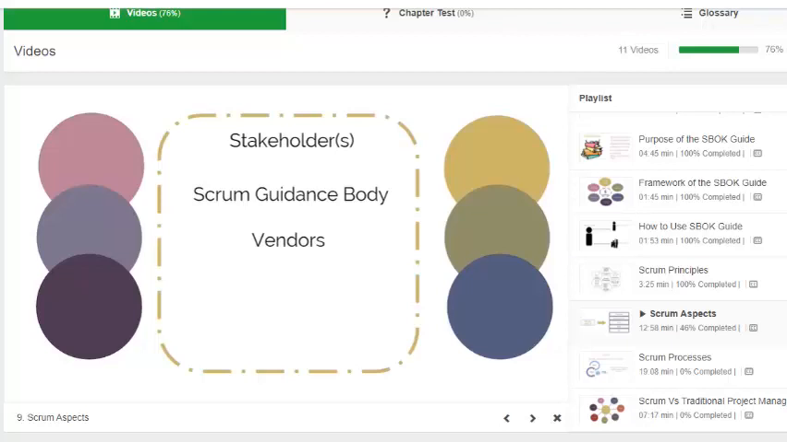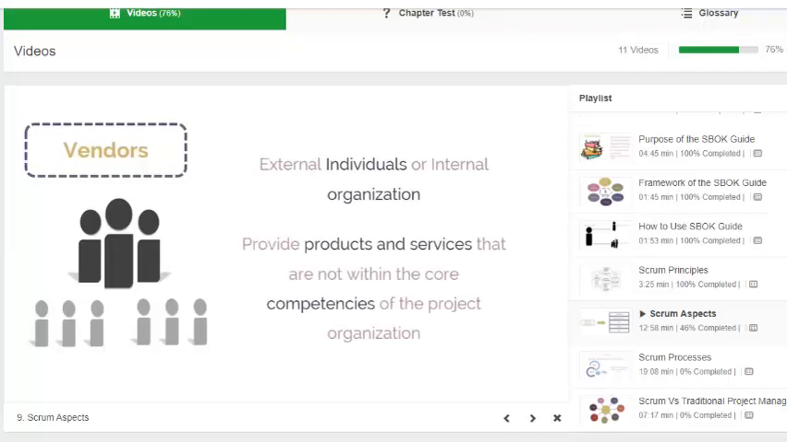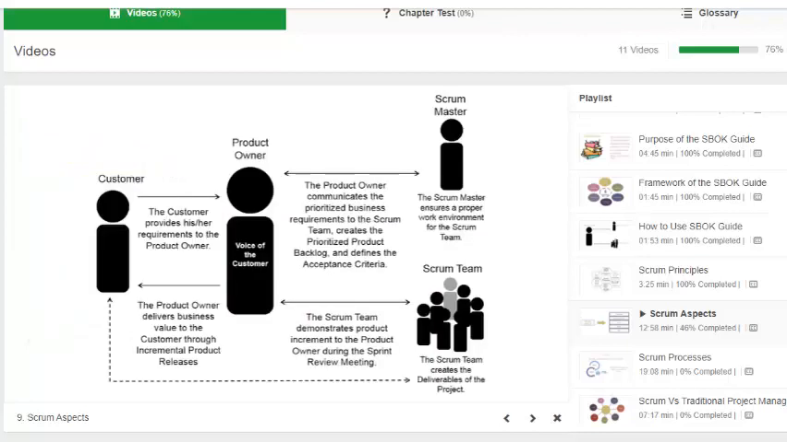The next non-core role is played by the vendors. They include external individuals or internal organizations that provide products or services that are not within the core competencies of the project organization. Now, to help you understand how the Scrum organizational structure works, we have a diagram here. The roles played by the Scrum Master, Product Owner, Scrum Team, and the interrelation of these roles, and the way in which each one of them contributes to fulfilling customer requirements, are summarized here. The organization aspect of Scrum also addresses the team structure requirements to implement Scrum in programs and portfolios.